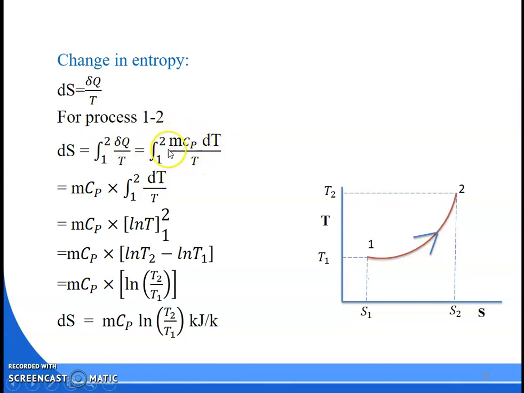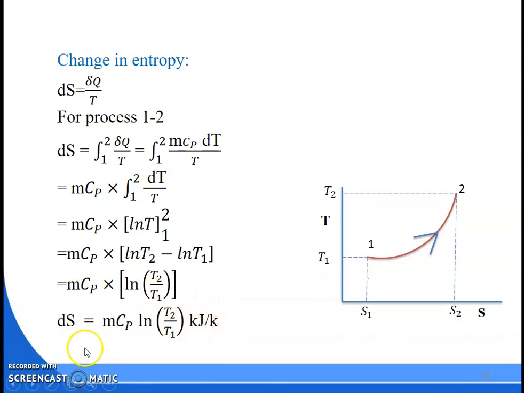So mCp will be taken outside, it is a constant. Then what is left? Integration of dt by T. What is the integration of dt by T? That is ln T, limit from 1 to 2. So it is mCp (ln T2 minus ln T1), that is mCp ln (T2 by T1). So what is your change in entropy? S2 minus S1 is equal to mCp ln (T2 by T1).